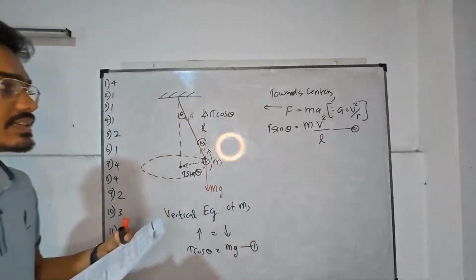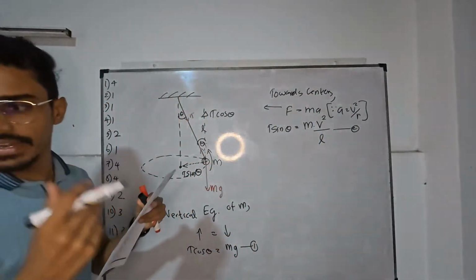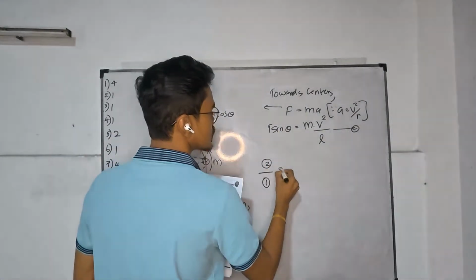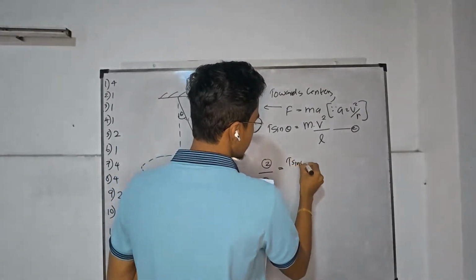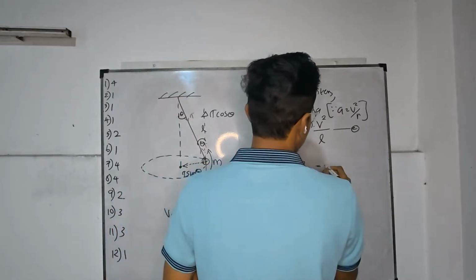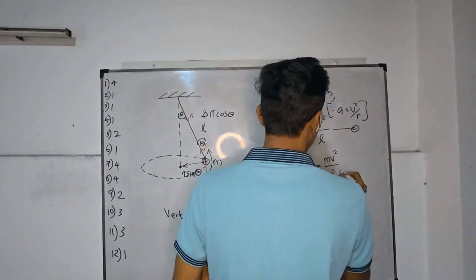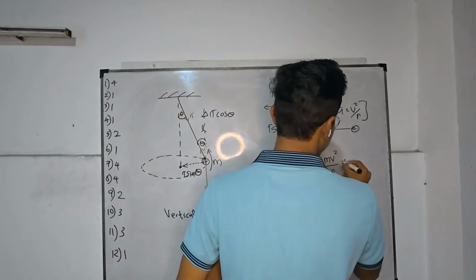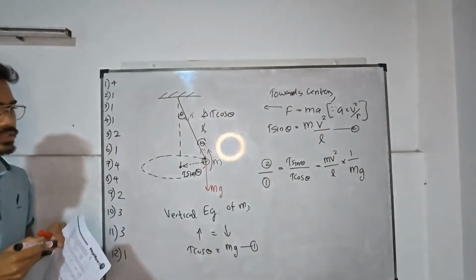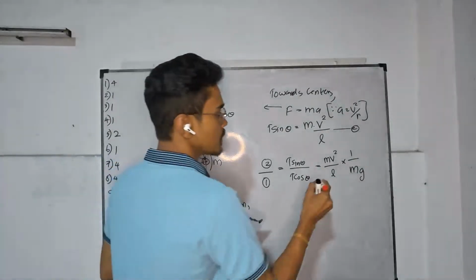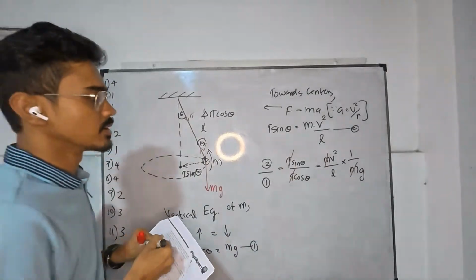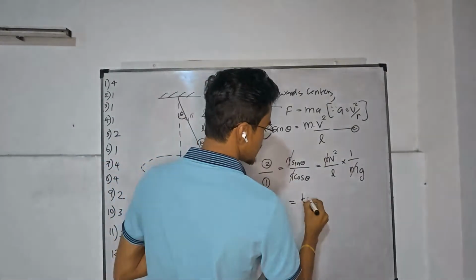The tension should be cancelled, so I'm going to divide these two equations, 2 over 1. Then this is T sin theta over T cos theta, and here we have mv squared over L divided by mg, which means multiplication with the reciprocal, 1 over mg. m cancels with m, T cancels with T. Everybody knows that sine over cos is tan, so this can be written as tan theta.